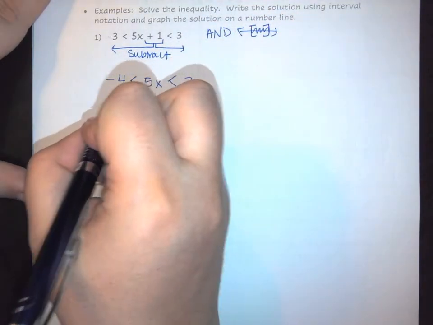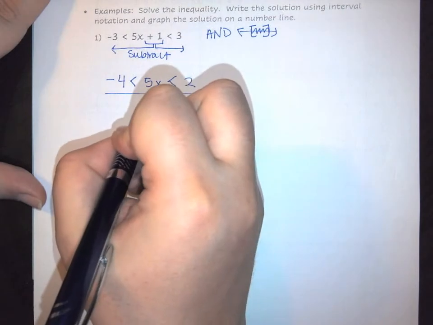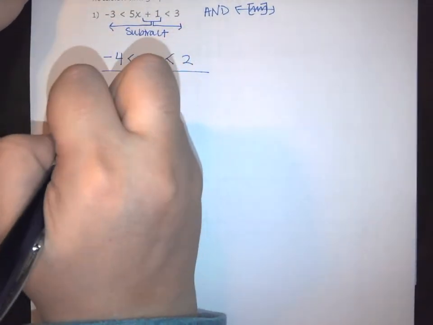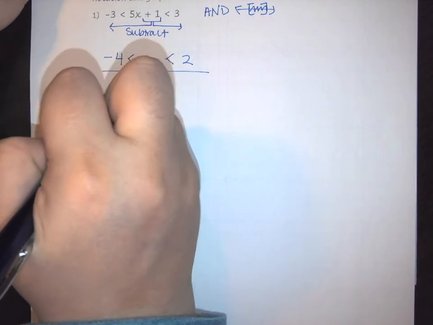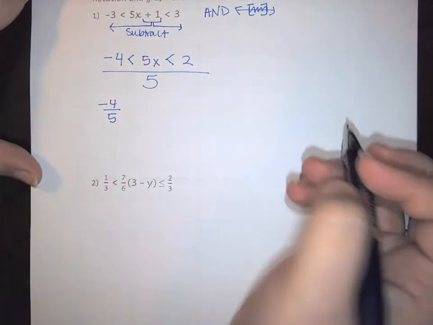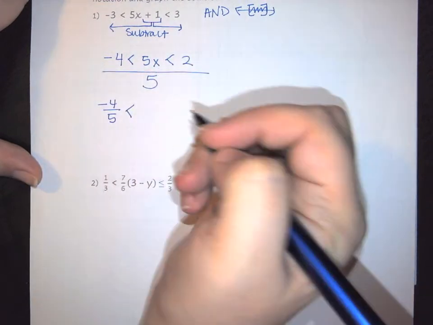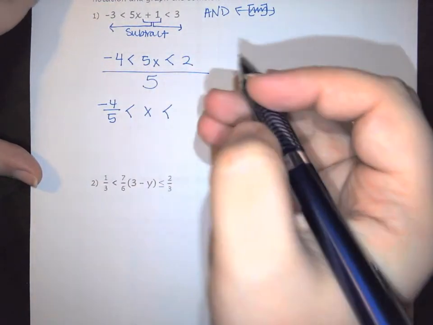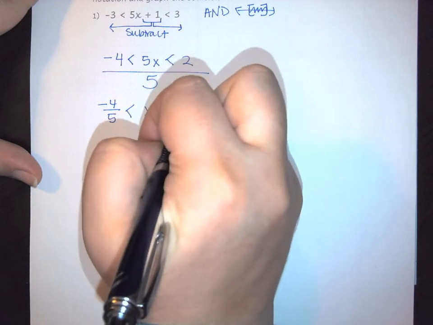Now the last thing I need to do is divide all three of these by that 5 to get x totally by itself. So here this is going to be -4 divided by 5. My 5 was positive, so my sign stays the same. X is in the middle. Again, my sign stays the same, and I get 2 over 5.